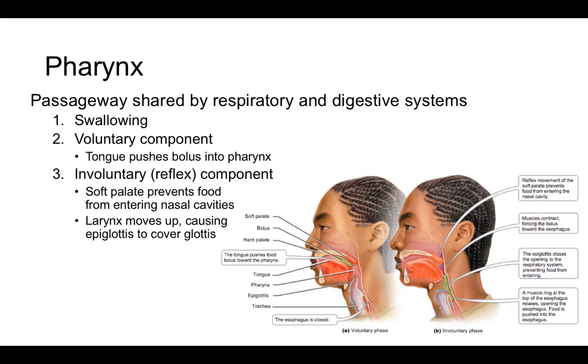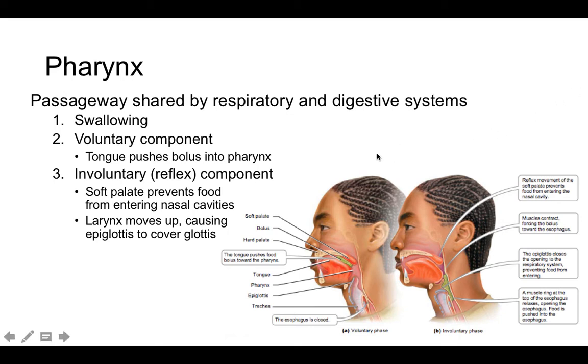And then we have the involuntary component where the soft palate, it's at the very back of your mouth, prevents food from entering into the nasal cavities, as well as within the larynx, the epiglottis covers over your trachea to prevent the food from being inhaled into your lungs. And so that way it goes down the esophagus.